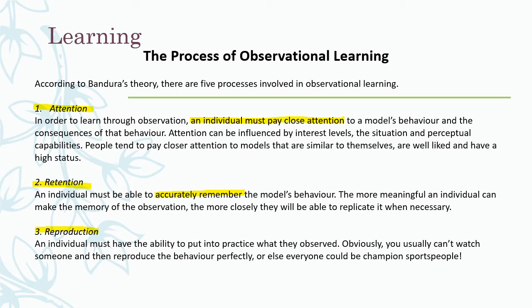Reproduction. The individual must have the ability to put into practice what they have observed. I can watch somebody teach how to surf and do all that sort of stuff, but I don't have the physical ability to do so because 1, I can't leave my 5K radius, 2, I don't live near a beach, 3, I don't have a surfboard, and I don't like the ocean. Anyway, moving on. I don't have the ability to do so, so I'm not going to pay attention as much. Obviously, you can't watch someone then reproduce the behavior perfectly, or else everyone would be champion sports people. That would be nice though.